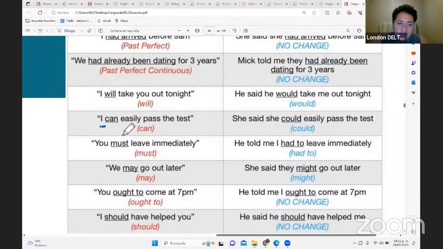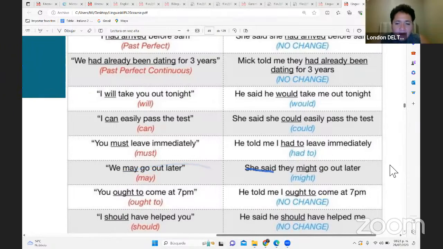Can. I can easily pass the test. Puedo pasar el test fácilmente. Ella dijo que podía pasar el test fácilmente. Entonces, can, you change it to could. Okay, must. Must changes to have to. You must leave immediately. Me dijo que me tenía que ir inmediatamente. May. May va a cambiar a might. We may go out later. Nos podríamos ir más tarde. Ella dijo que nos podríamos ir más tarde.